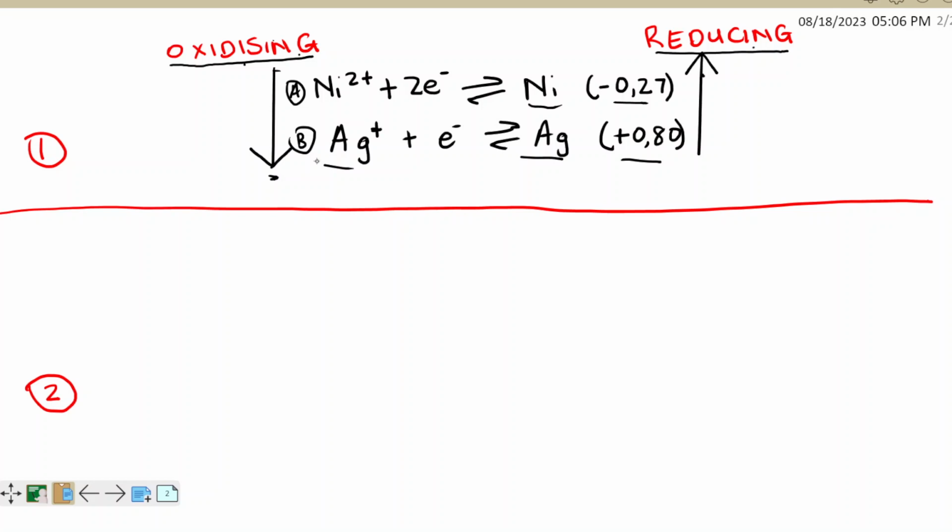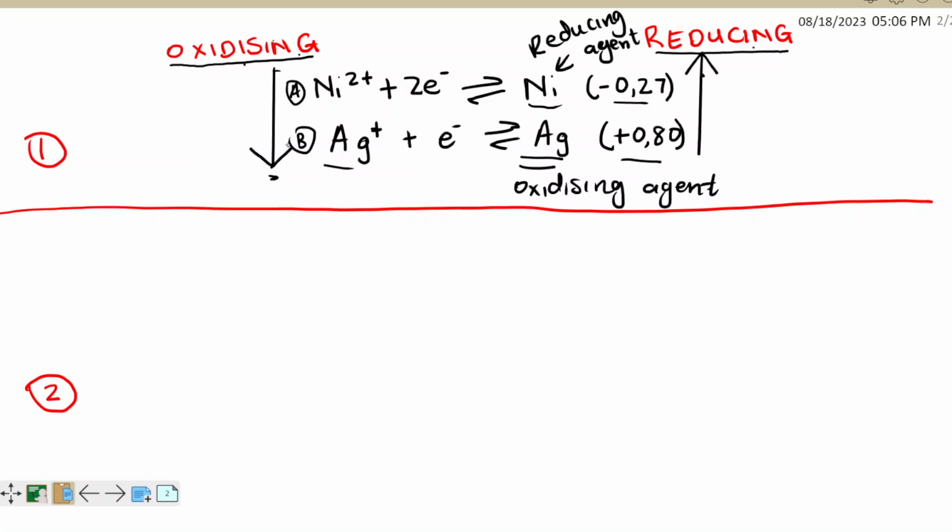The one that is below is the oxidizing agent. And because this arrow is pointing up, the one that is above is the reducing agent.